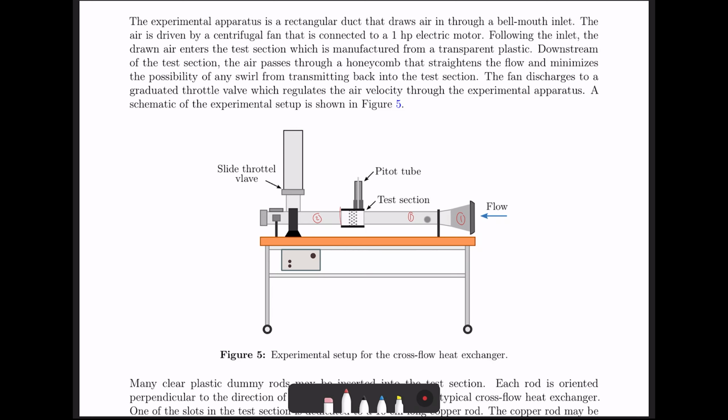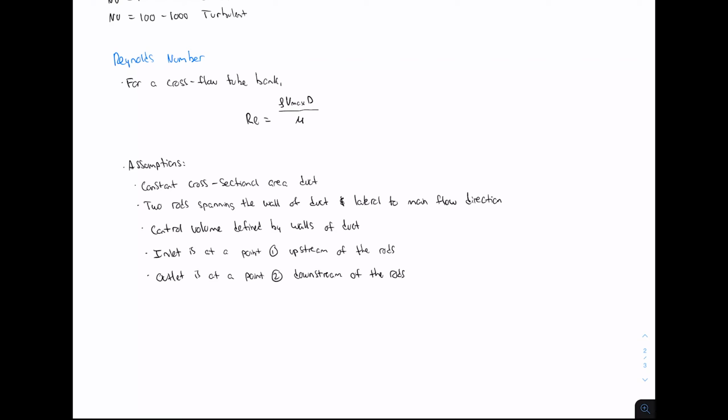And then what we basically have is a control volume here, where again that's bounded by the walls of our duct. And you can imagine that these rods that we have, they're going from one side of the wall to the other side of the wall. So that's going into the page here. Okay, so that's our test setup. And what we're going to do now is apply conservation of mass, and then solve for this outlet velocity V2, which will then be the maximum velocity that we have. And we're going to plug it into the Reynolds number.